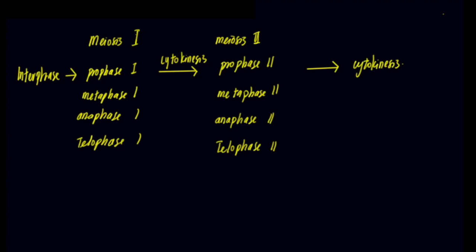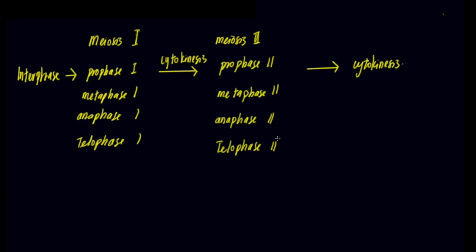In our previous video, I've already told you the whole picture of meiosis. Before meiosis, there is interphase, and then meiosis is split into two parts, meiosis 1 and meiosis 2. Between meiosis 1 and meiosis 2, there is a cytokinesis. Within meiosis 1, it is divided into four parts: prophase, metaphase, anaphase, telophase, all with the number 1. In meiosis 2, the same thing happens. It also has prophase, metaphase, anaphase, and telophase, but now it's prophase 2, metaphase 2, anaphase 2, telophase 2.